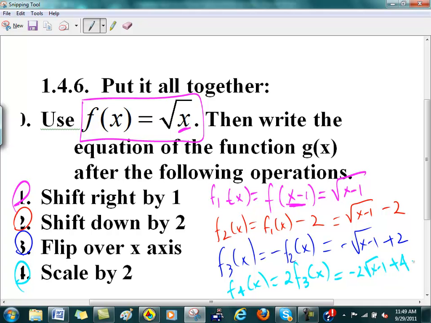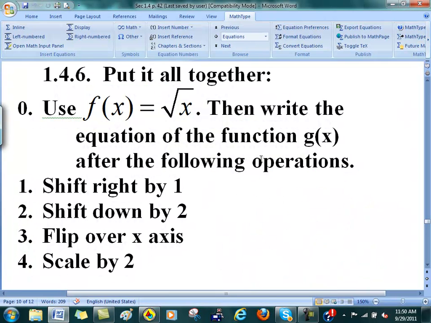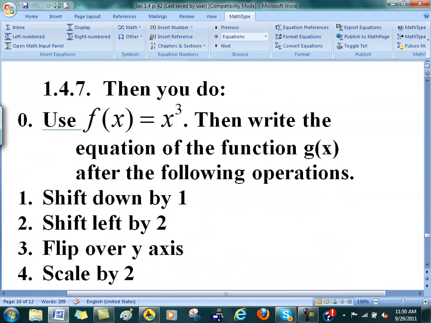Everybody get the process of how you transform functions? Is everybody okay on this? Okay. You guys get to do this problem then. Use f(x) equals x cubed, then write the equation of the function g of x after the following operations. So you're going to go f1, f2, f3, f4, and then you're going to call f4 what? G of x, because that's what it wants the result to be.